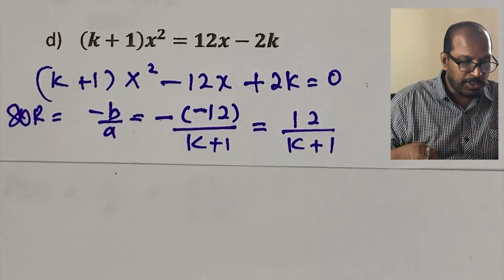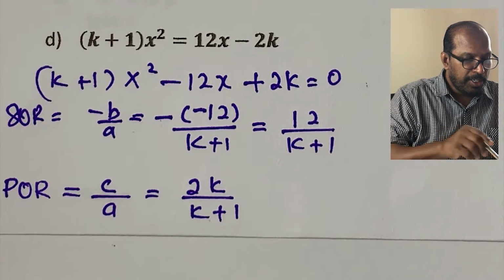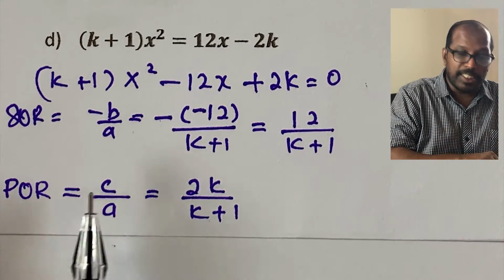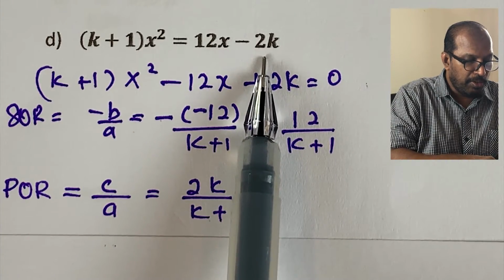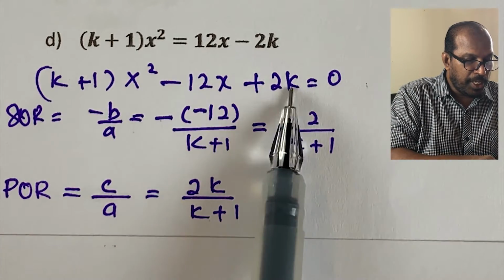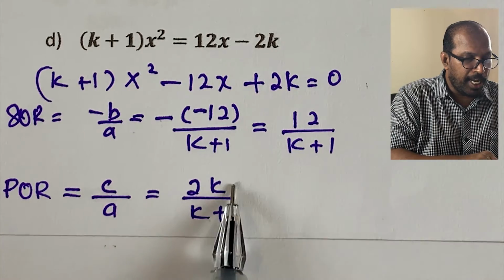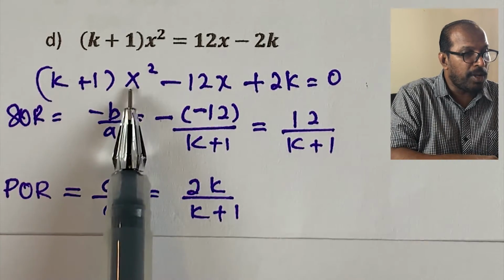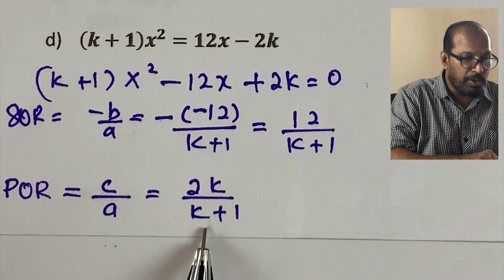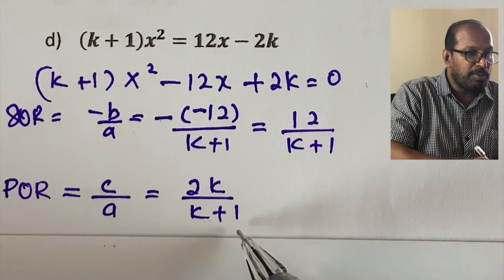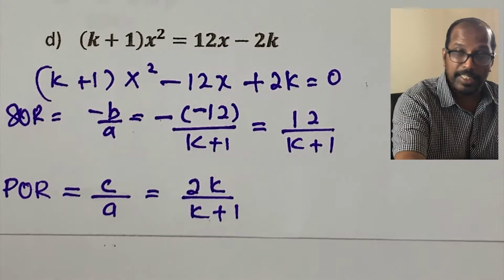Now we move on to the next part, the product of the roots. The product of the roots is c over a. C is 2k, so 2k divided by a, and a is k plus 1. So c over a is 2k over k plus 1. Therefore, this is the answer for section D.